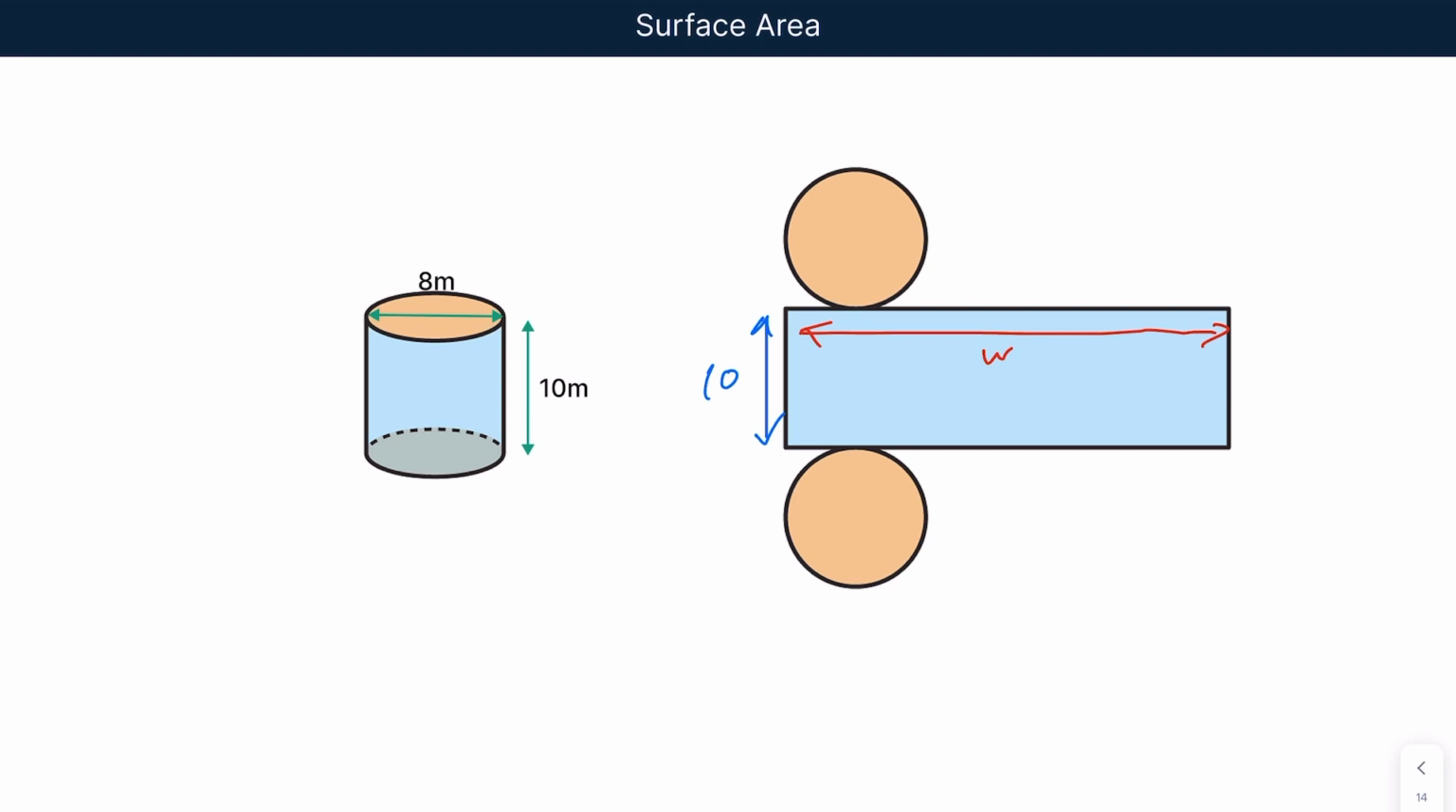So just to remind ourselves, to find the area of this, we just do pi r squared, which will be pi times 4 squared, because I've just halved the diameter to get the radius here.